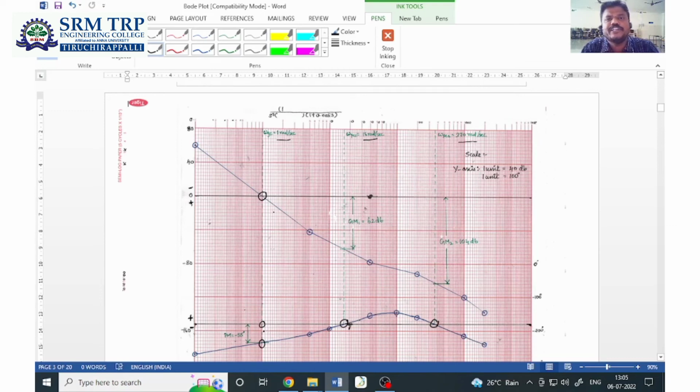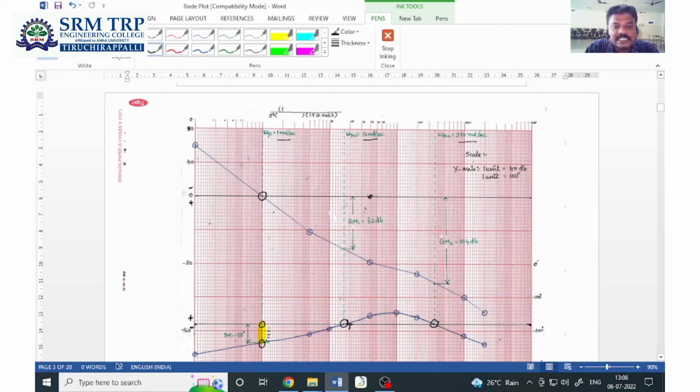You need to determine the range, just count the number of lines. I have taken 100 degrees per unit, so one line is equal to 10 degrees. Here I will count the lines present between this range. Let me highlight the range present in this gap. You can see this is the range. If you start counting the lines, this is 1, 2, 3, 4, 5 and 6th line.